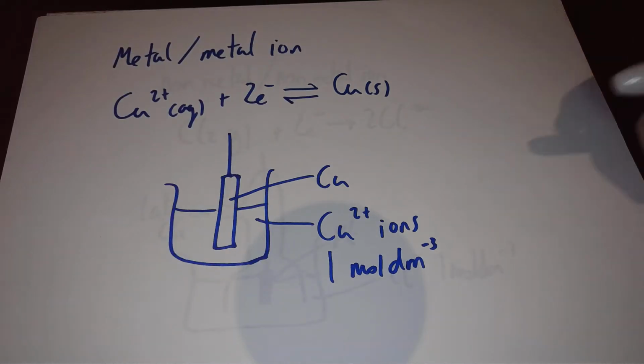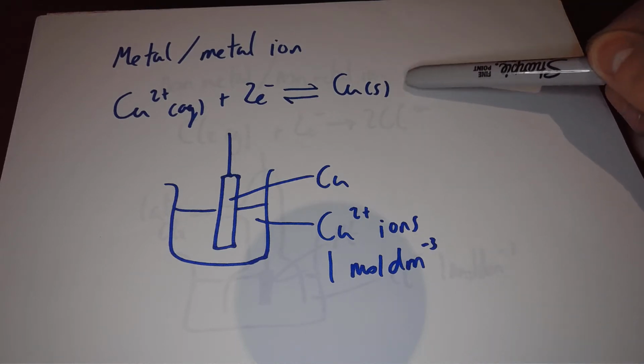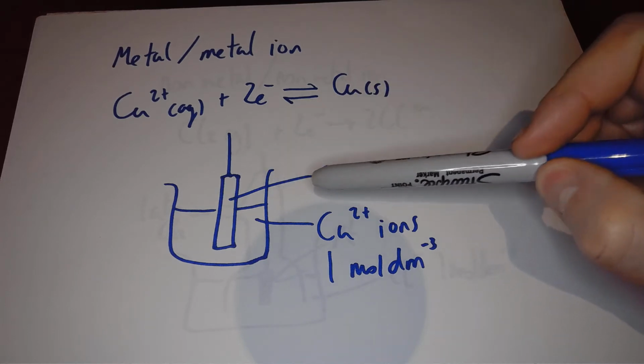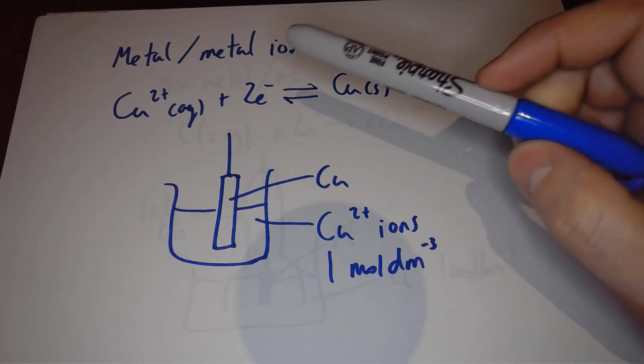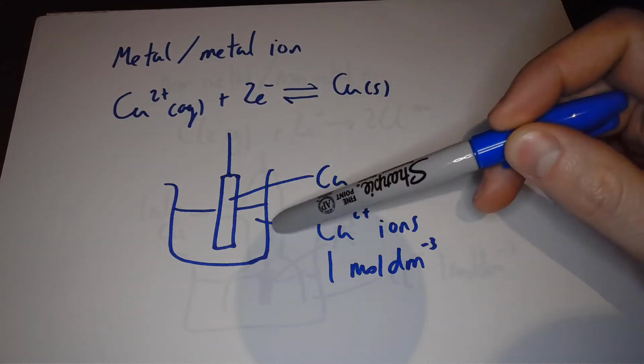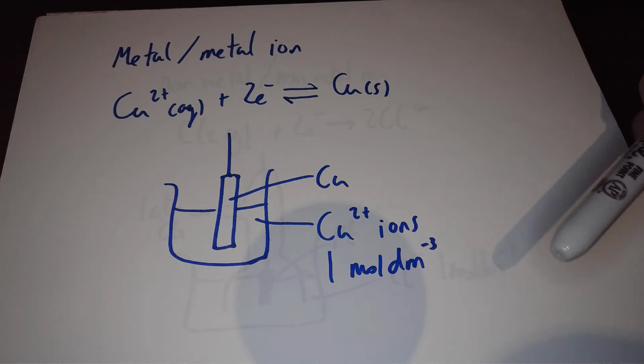So probably the most basic one, which you've already seen, is the metal-ion half cell. In this case, the metal, and it does have to be a metal because it must conduct, it must be solid, takes the form of the electrode, and the ions are in solution. Any ions in solution must have a concentration of 1 mole per dm cubed for them to be in standard conditions.